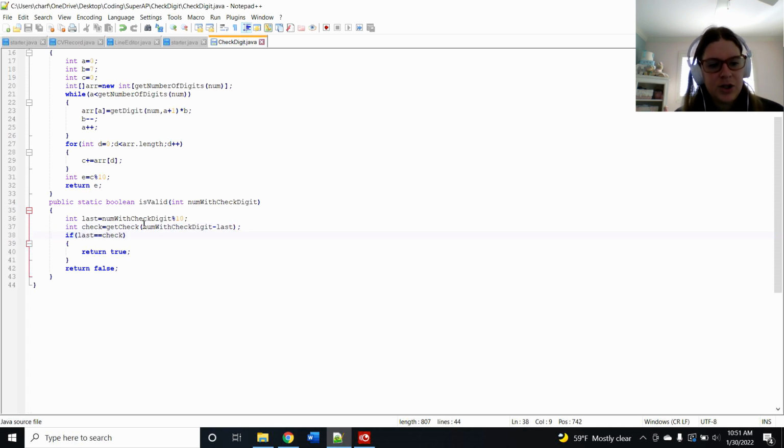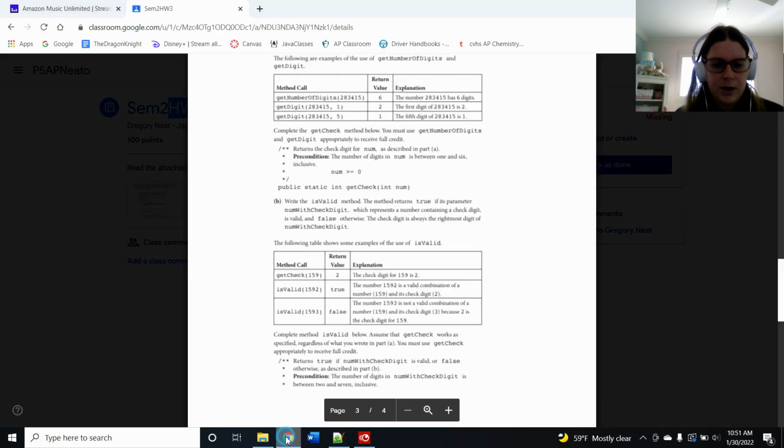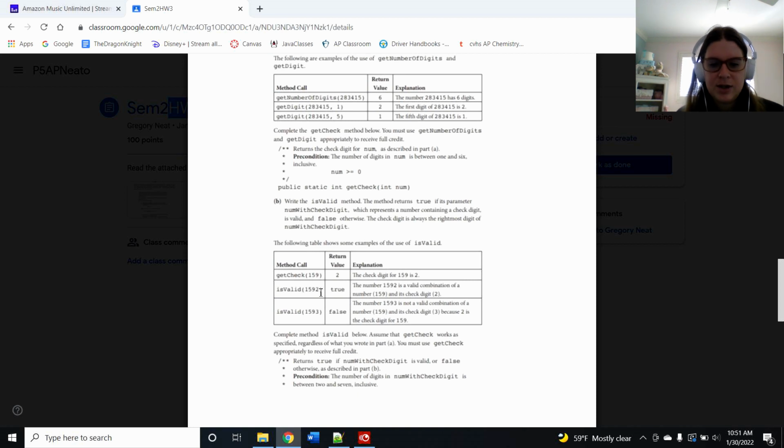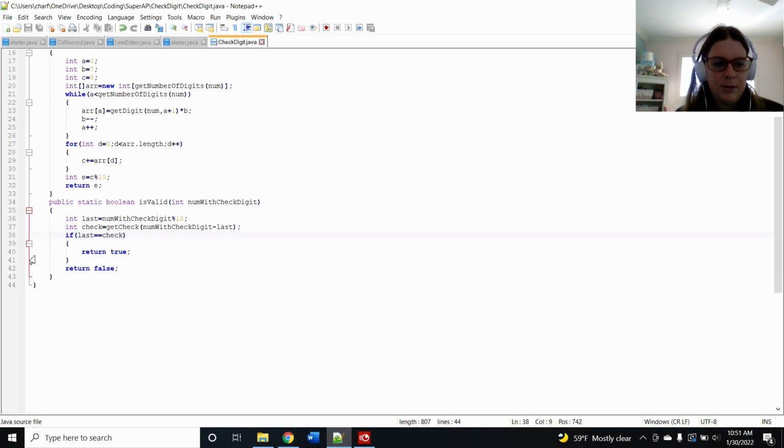And then we get the check digit of whatever the first couple digits are, and then we compare them, right? Because we want to see if the last digit of our parameter is the same as the check digit of the number that we're looking at. So like I said, 1592, we want to return true because it's a valid combination of 159 and its check digit 2. So if last, which is the last digit of the parameter, and check, which is the check digit minus the last digit there, are the same, then we want to return true. Otherwise, we want to return false.